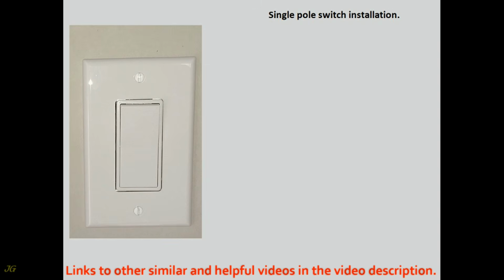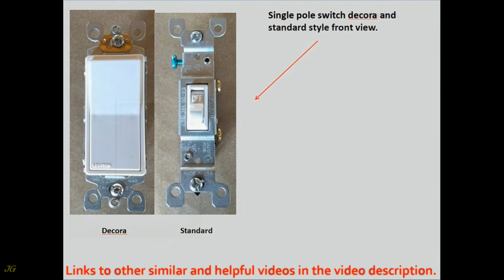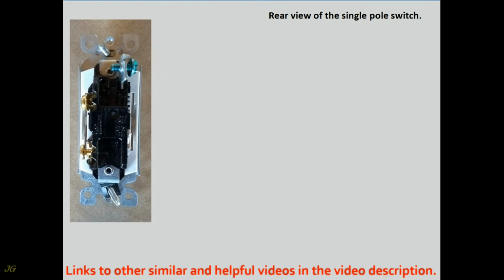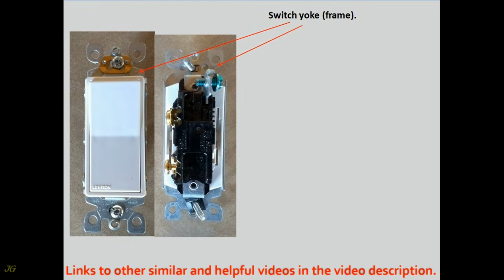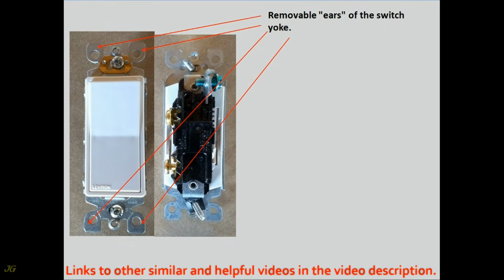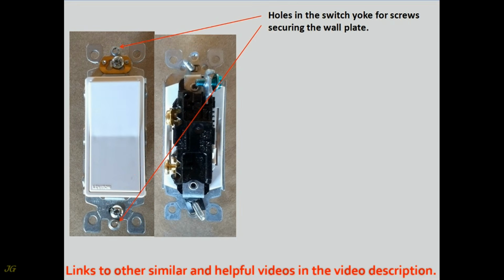Single pole switch installation. Single pole switch decora and standard style front view. Rear view of the single pole switch. Switch yoke, frame. Removable ears of the switch yoke. Holes in the switch yoke for screws securing the wall plate.